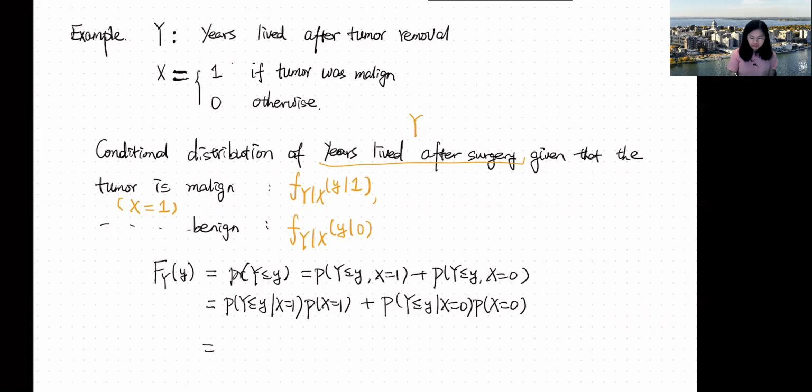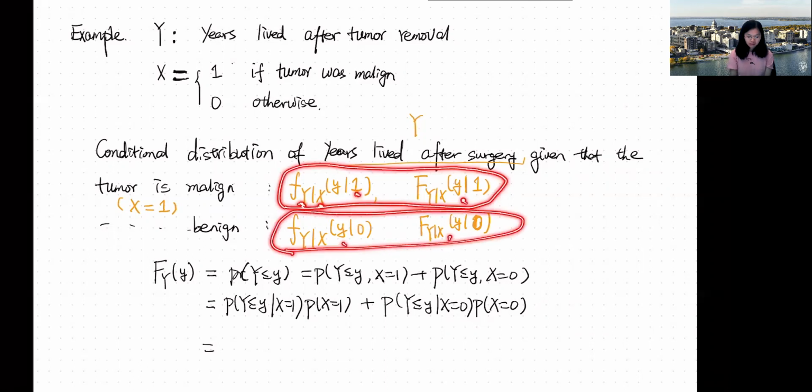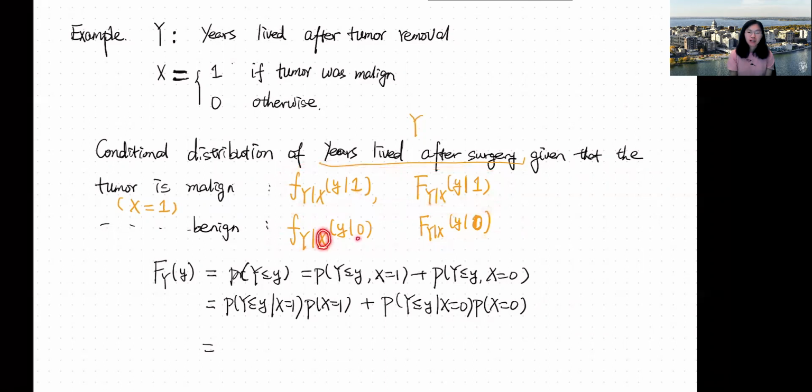And those distributions may also be expressed in terms of CDFs. So these are the distributions, PDF and CDF, for the people who had malign tumor, x equals 1. And these are the distributions, PDF and CDF, for the patients who had benign tumor.